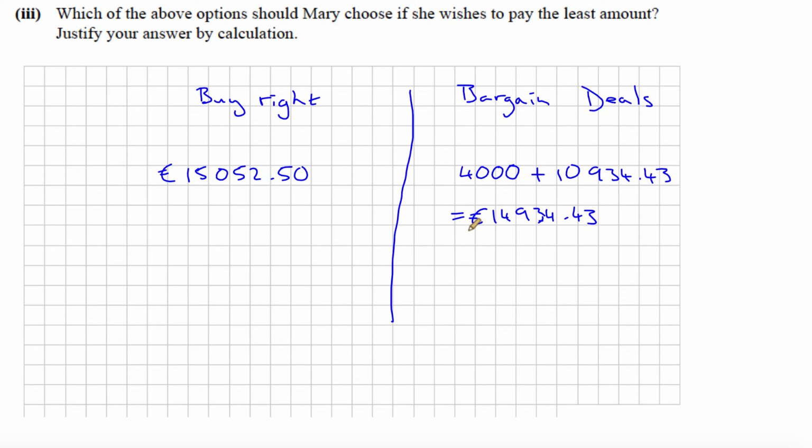Again, that's in euro. So we can see there that the best option, so these are the calculations, so the cheaper option would be Bargain Deals. So which of the above options? Bargain Deals is the cheaper option. So that's the answer, and there's the justification by calculation. So that's the end of question 7.